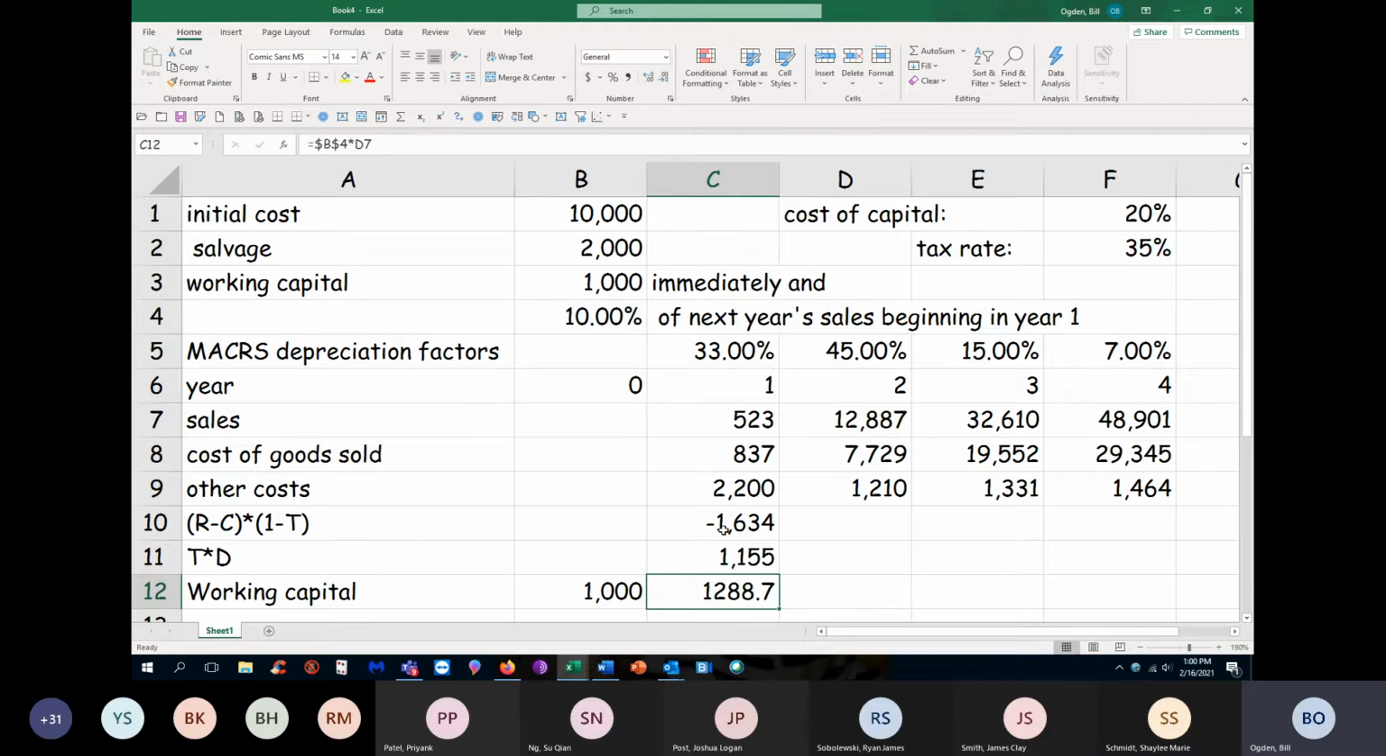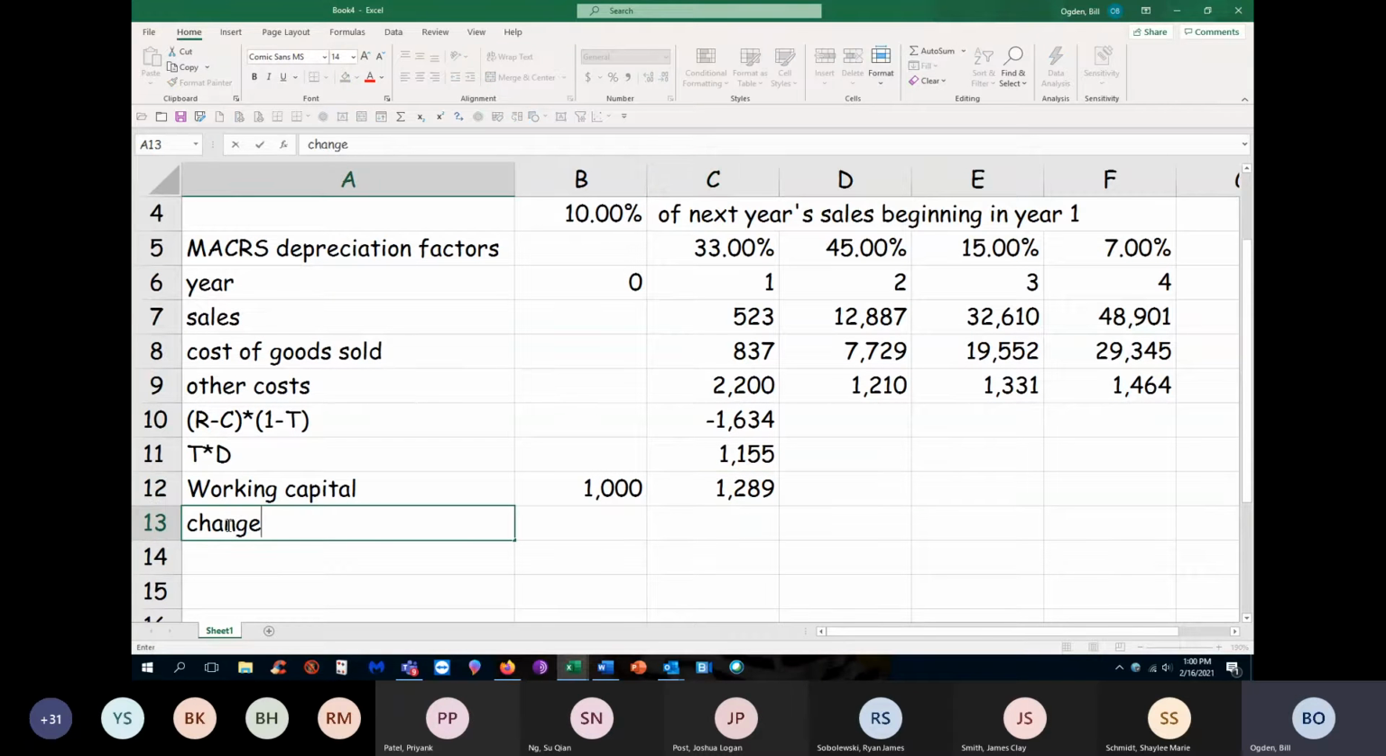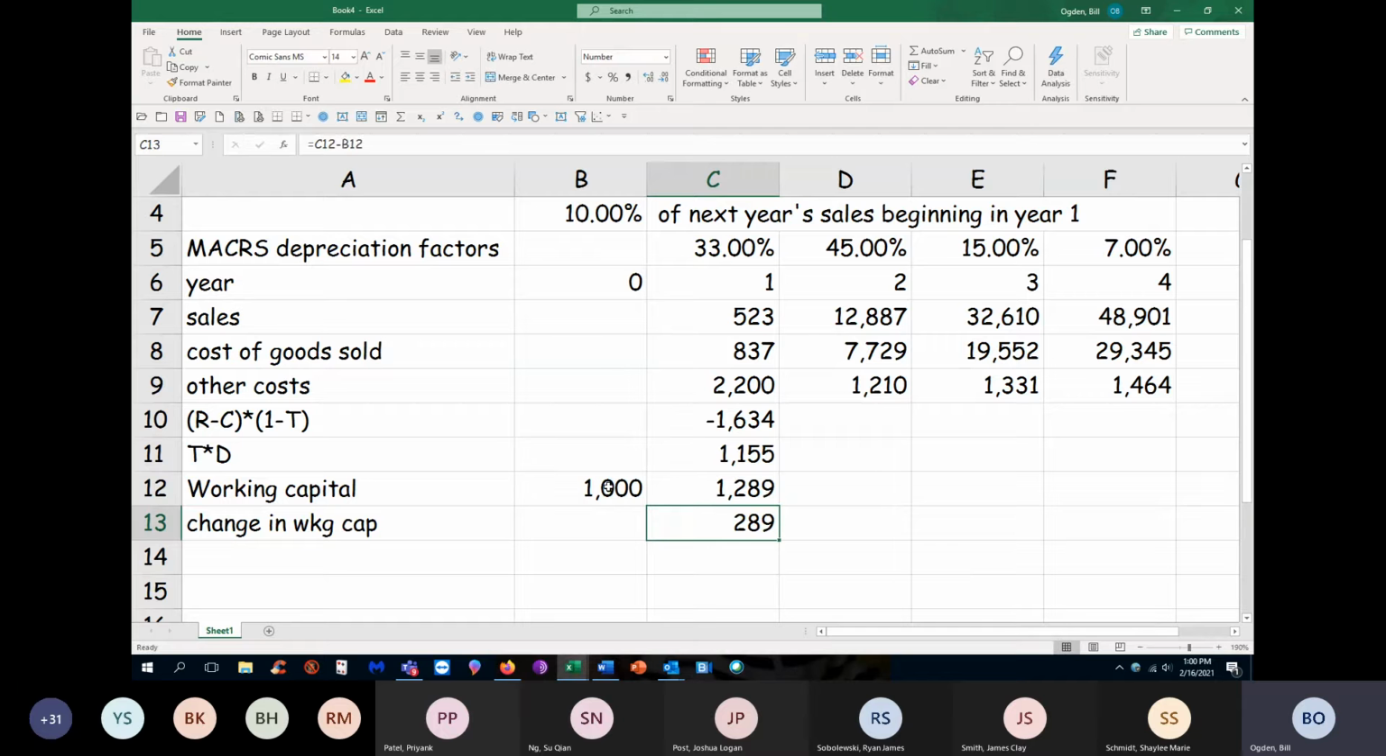Okay, now what's important when it comes to working capital? Working capital is a difference in assets and liabilities, correct? But they're on the balance sheet. So therefore, a balance sheet item is never a cash flow, but a change is. So we're going to do our change. Change in working cap. So we're going to say equals the 1289 number, and we'll subtract the 1,000. So we've upped it by what? 289? Everybody agree with that?